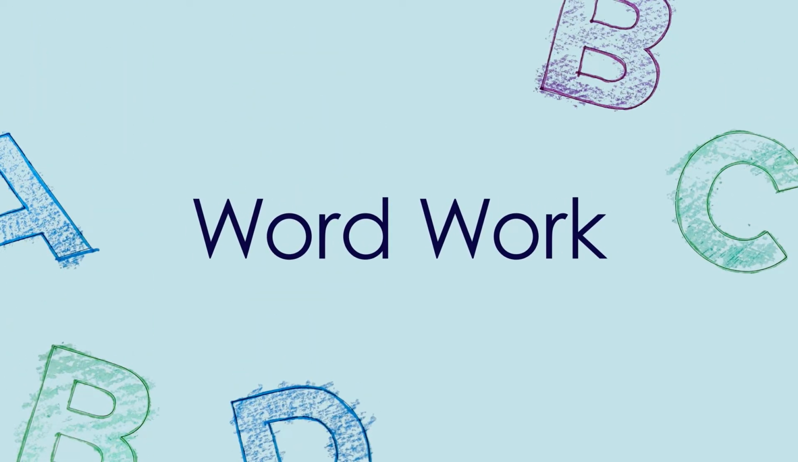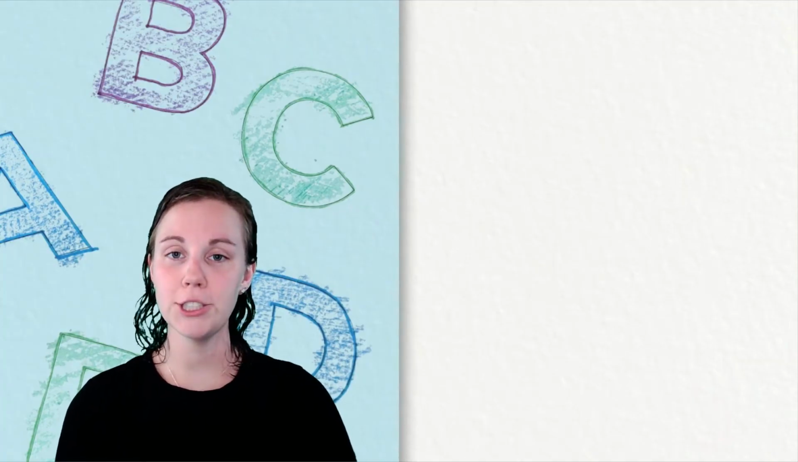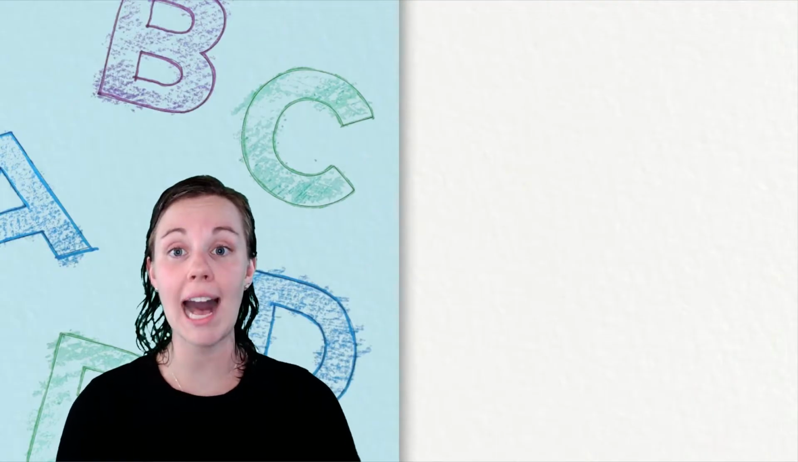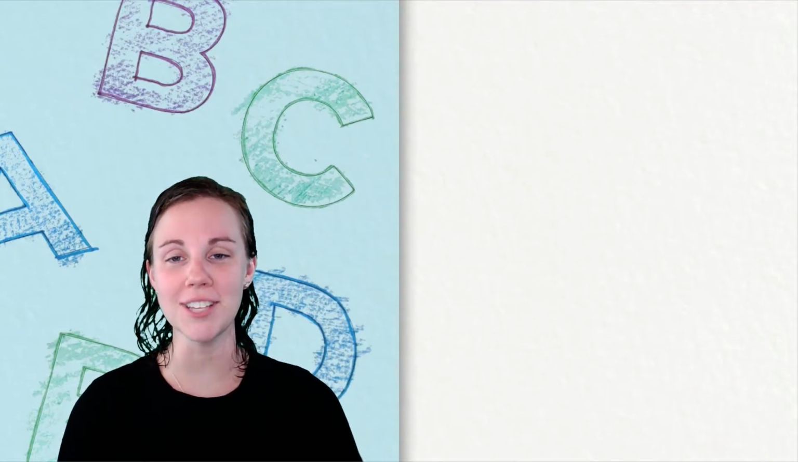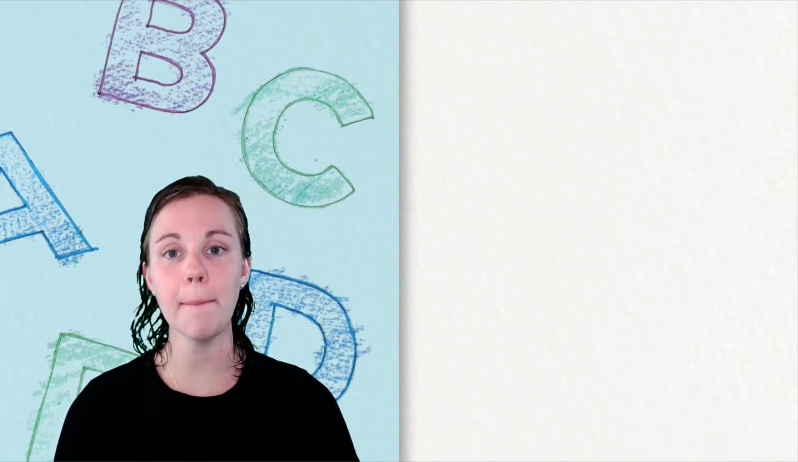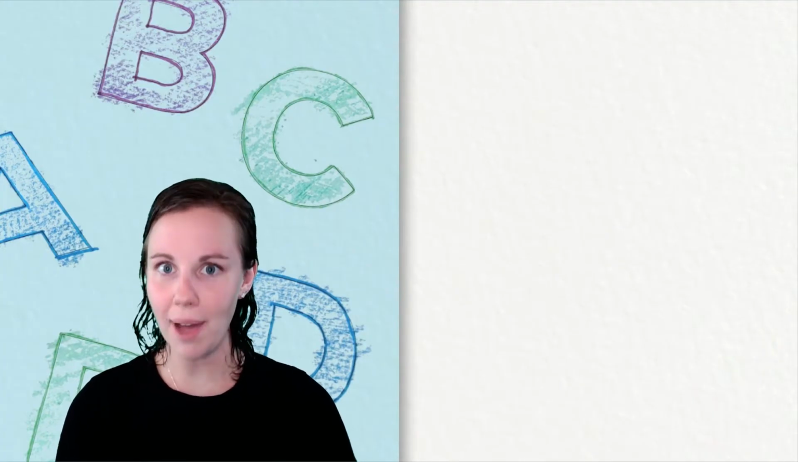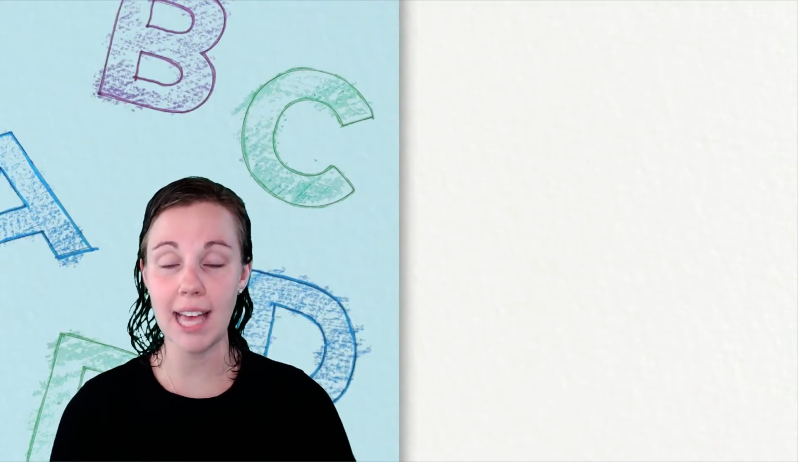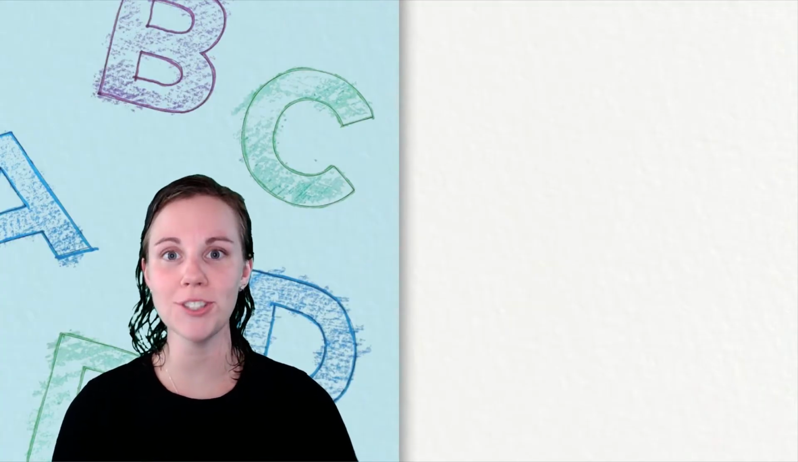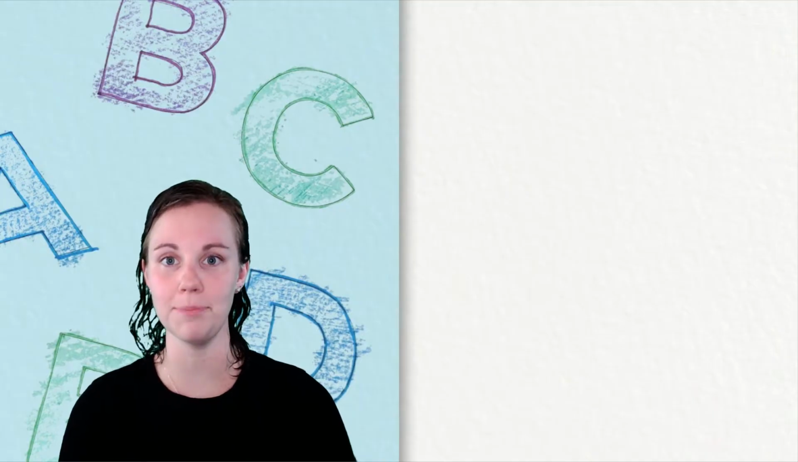Word work. We've been working on 4 new patterns this week. 2 of our patterns are using that long I sound, and 2 patterns are using the long O sound. All 4 of those patterns appear to be closed syllables because there's a consonant coming after the vowel. However, we've seen in the last few lessons that these are exceptions to the rule. They're still making a long vowel sound even as a closed syllable.